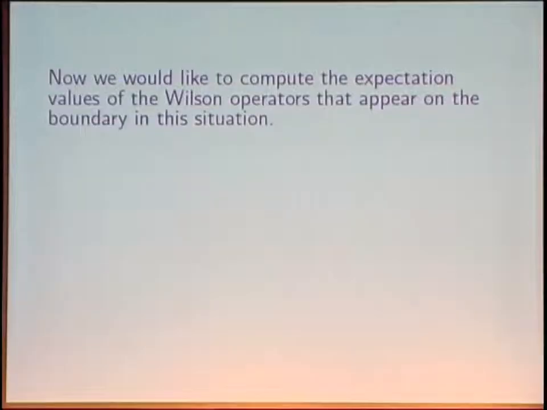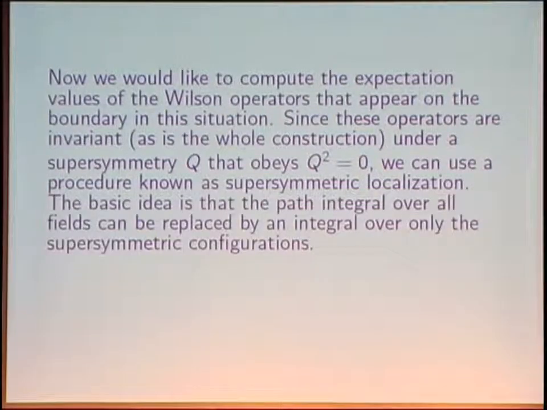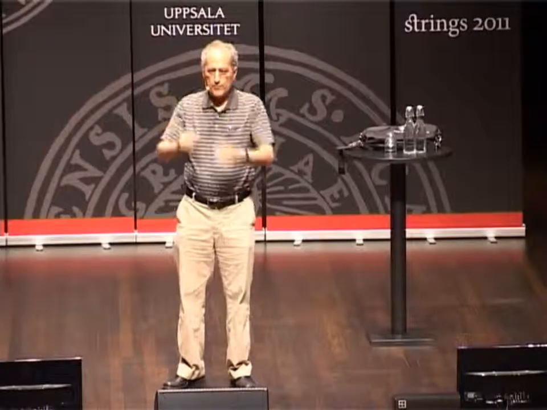and we'd like to compute their expectation values. Now, since these operators and the whole construction are invariant under a supersymmetry Q that obeys Q squared equals 0, we can use a technique known as supersymmetric localization. The basic idea of supersymmetric localization is that the path integral over all fields can be replaced by an integral only over supersymmetric configurations. And there are a lot fewer supersymmetric configurations than there are all possible fields, so this reduces the path integral from the full path integral to something more manageable.